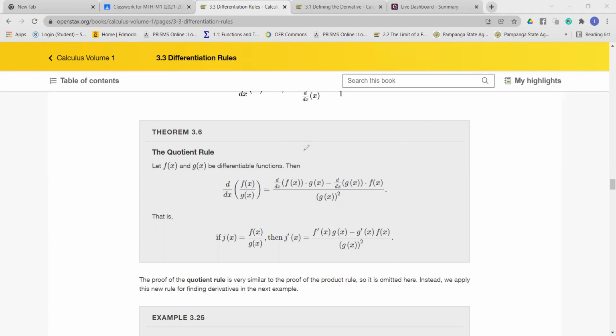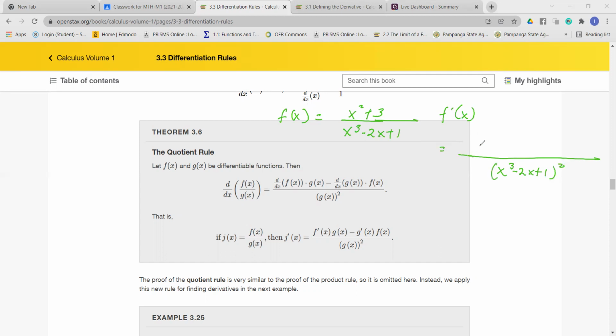So, low times derivative of the high minus high times derivative of the low, all over low squared. For example, you have x squared plus 3 all over x cubed minus 2x plus 1. Suppose this is your f of x. So, your f prime of x will be what? The denominator will be squared. Get ready for this: the denominator is always squared.